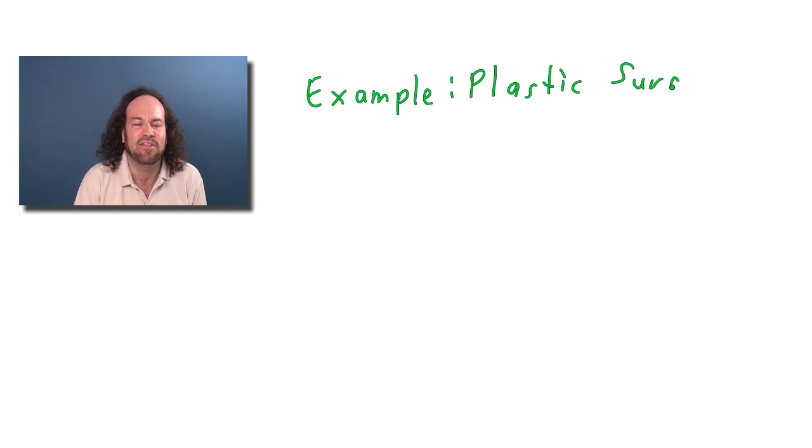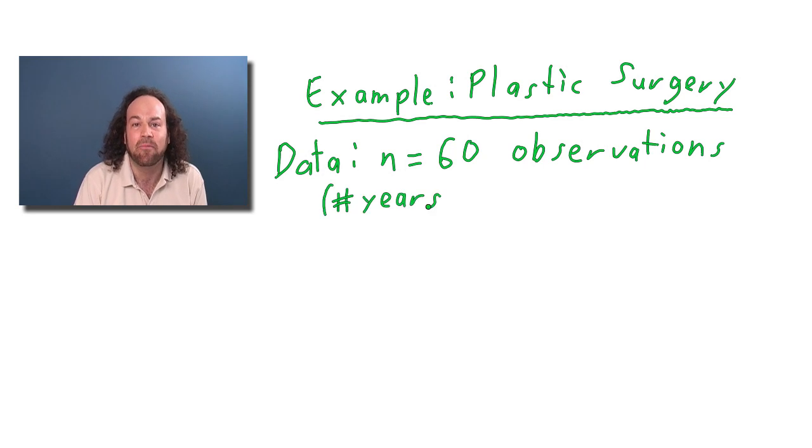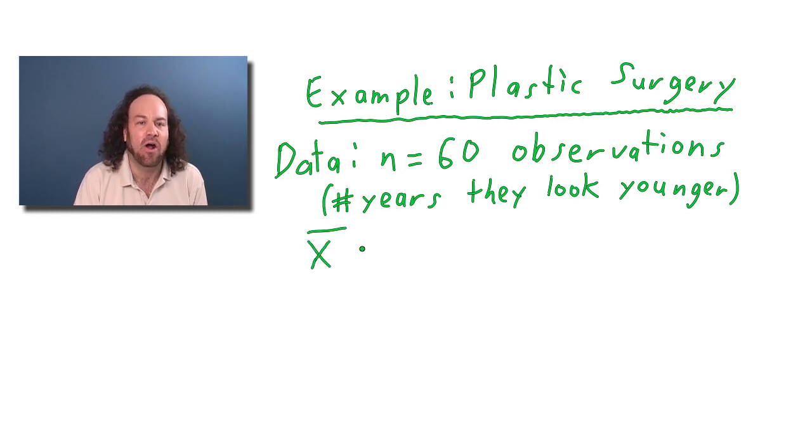So to set this up as a hypothesis test, let's remember the data that we had. In this case, we had n equals 60 different observations of people, and for each one, we had the number of years that they seemed to look younger. Now, if we took the average of those 60 different observations and called it x bar, then x bar was equal to about 7.177 years. And the corresponding estimate of standard deviation, S, was equal to about 2.948 years.